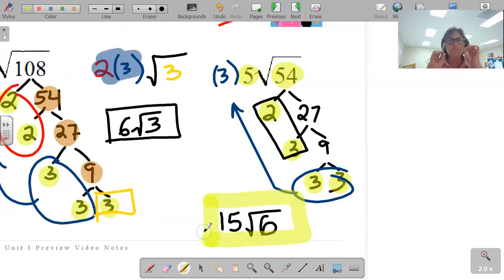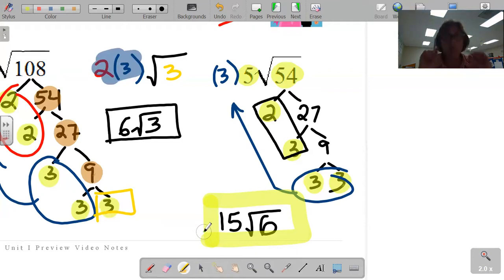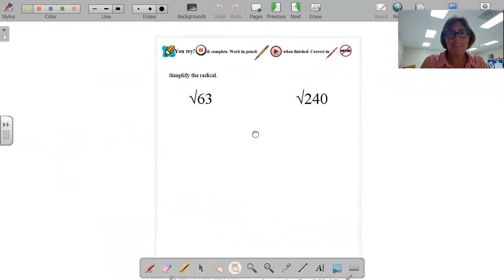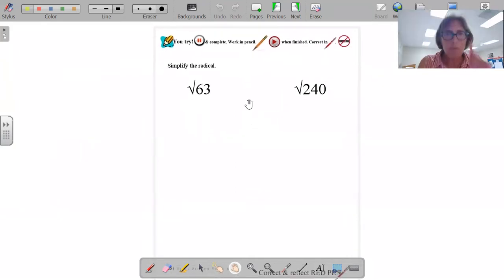I'd like you to just pause the video briefly and rehearse to yourself verbally. Just take literally 20 seconds. How do you simplify radicals? Tell yourself. Pause. Welcome back. Hopefully you actually paused there. So this page, you're going to do on your own. Ready? Pause the video.